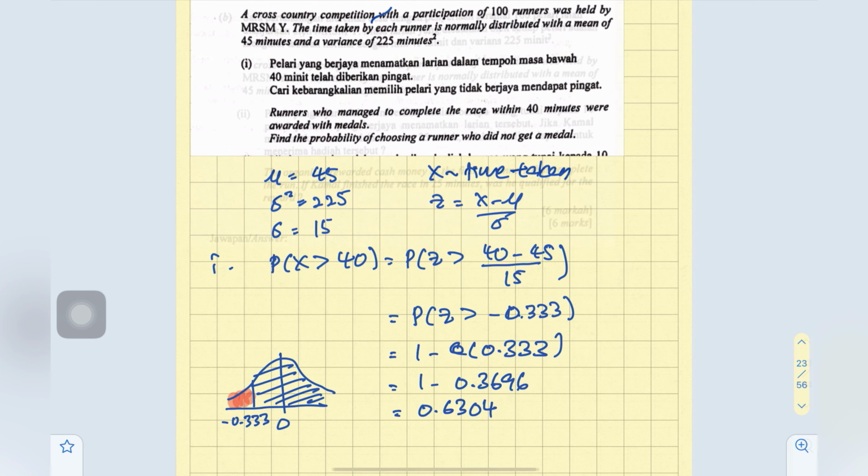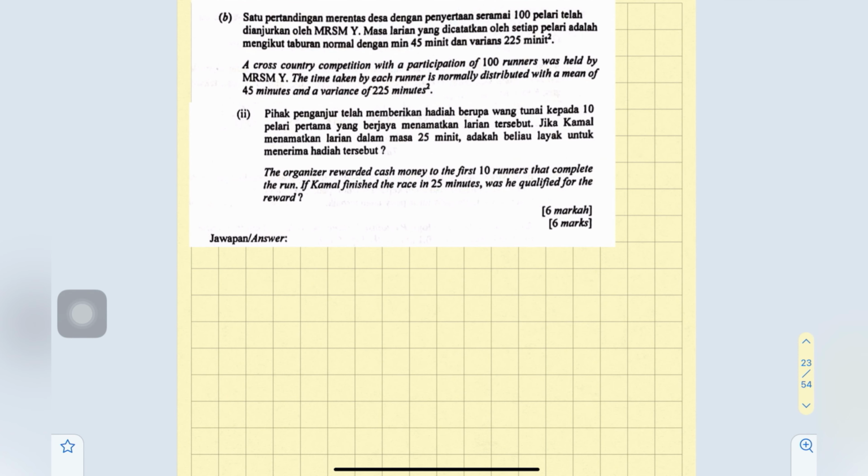B2. The organizer rewarded cash money to the first 10 runners that complete the run. If Kamal finished the race in 25 minutes, was he qualified for the reward?